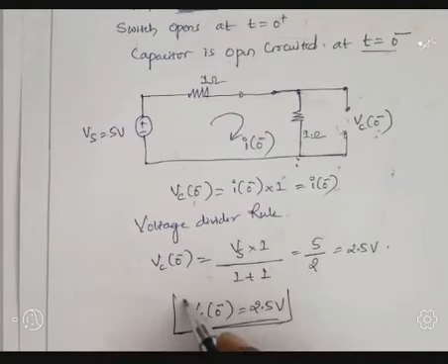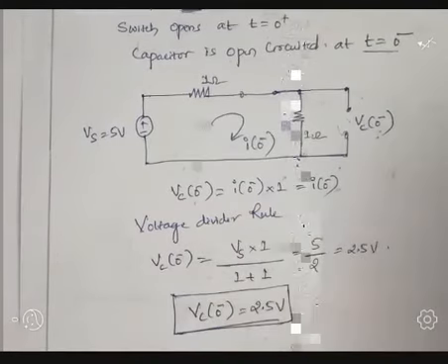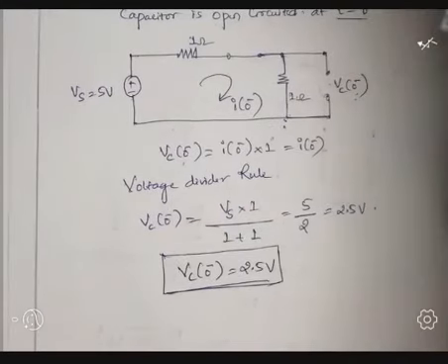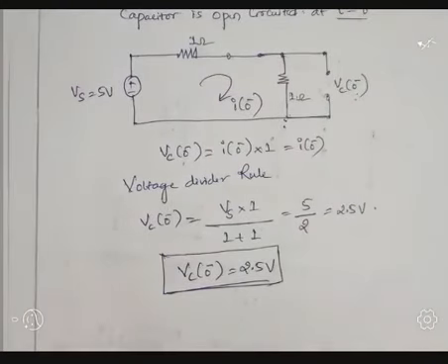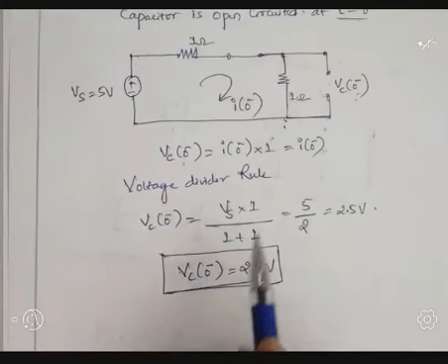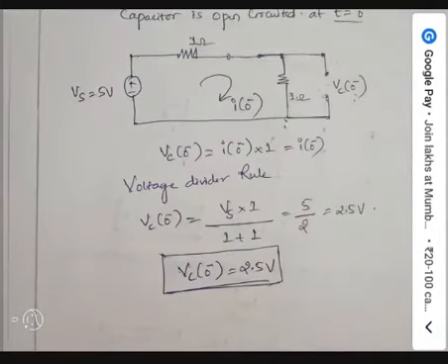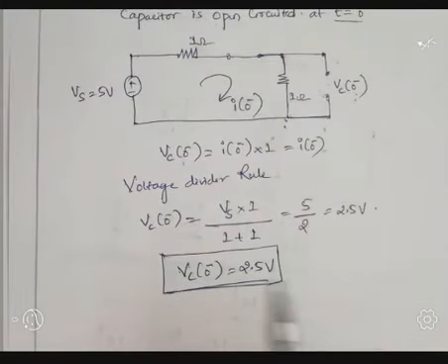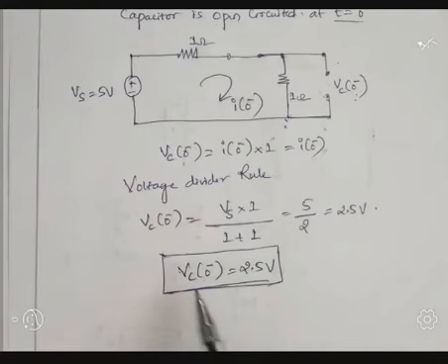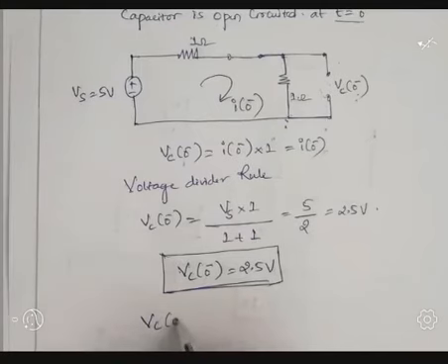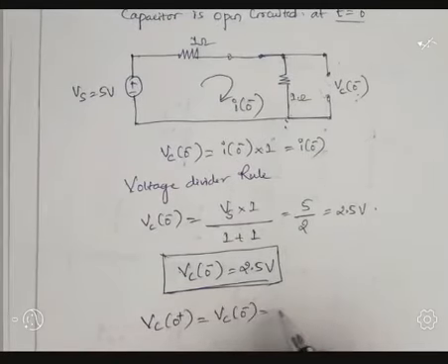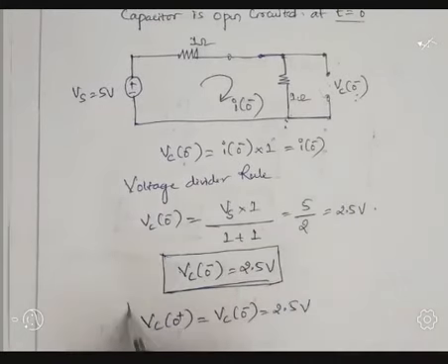Initial conditions of basic passive elements: voltage across a capacitor cannot change instantaneously. It means before the switch and after the switch the voltage remains the same. So from this statement we can write, hence Vc of 0 plus equals Vc of 0 minus, which is equal to 2.5 volt. This statement we already discussed.